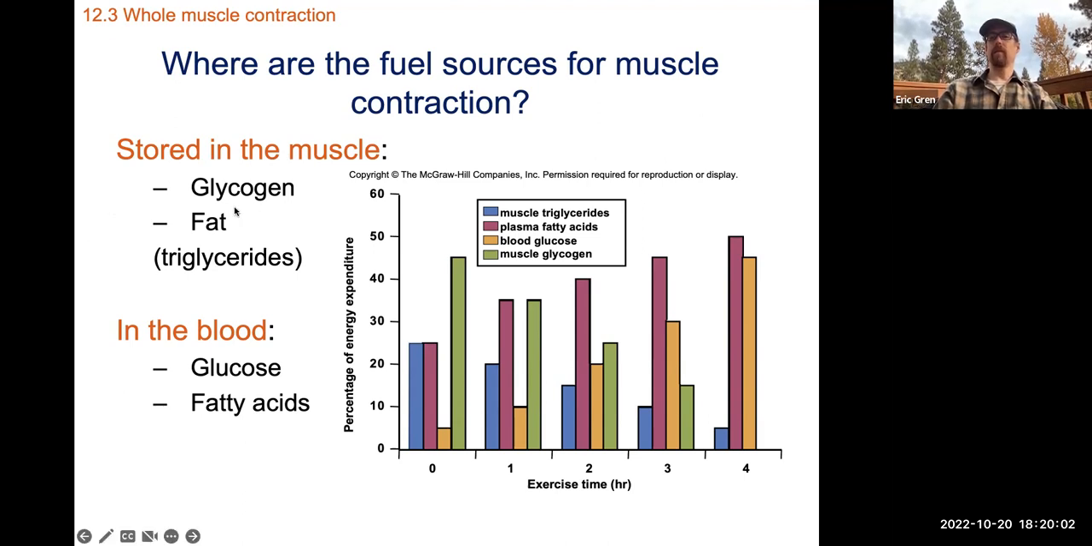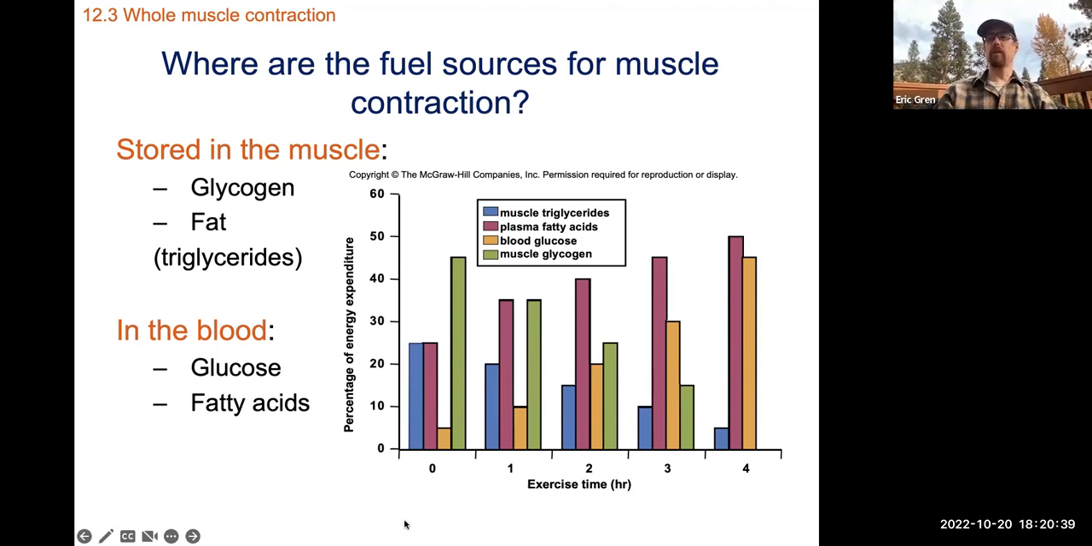The other type of energy storage molecule in your muscle is triglycerides, okay? So remember, if you break down fat, you end up with triglycerides and fatty acids, okay? So triglycerides are kind of a part of fat, and glycogen and triglycerides are both stored in your muscle tissue. In the blood, circulating throughout your body in the bloodstream, you've got glucose, so simple sugar, and you have fatty acids circulating in the blood as well.